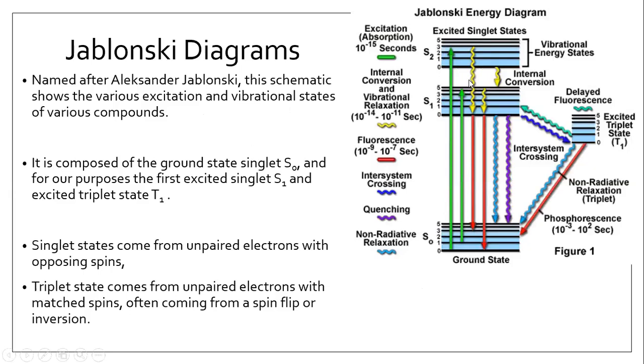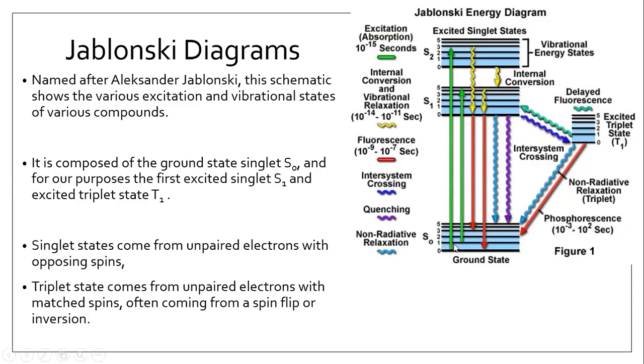Now, we have some Jablonski diagrams. Named after Alexander Jablonski, this schematic shows the various excitation and vibration states within a compound. It's composed of our ground state, singlet 0, and for our purposes the first excited state, singlet 1, and the excited triplet state, triplet 1. Singlet states come from paired electrons with opposing spins. Triplet states come from electrons with matched spins, often from a spin flip or spin inversion.